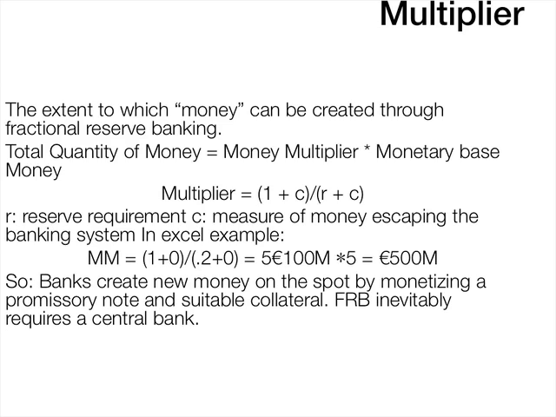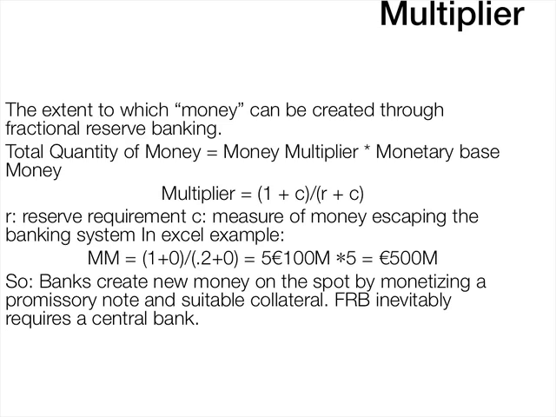It escapes because I move it abroad. I say, well, here you go. I buy a house in Mallorca. Or I send money to my brother in England or something. Yeah? That's how it happens. But let's say C equals zero. So there's no money escaping the system.